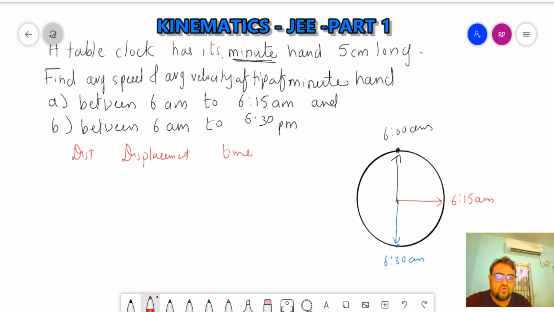Okay. So for 6 a.m. to 6:15 a.m., what is the time? 15 minutes. That is equal to 15 into 60 seconds. Clear? What is the displacement? Displacement means shortest distance. Clear? This is the shortest distance.